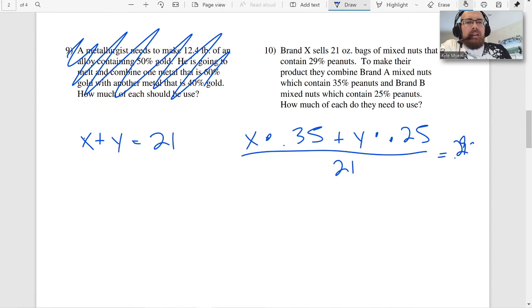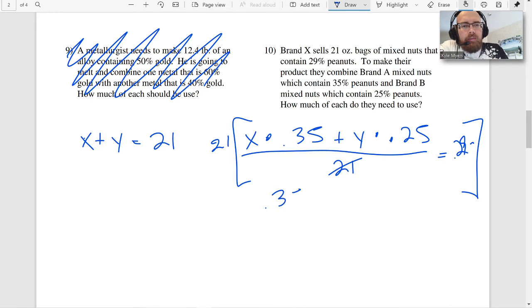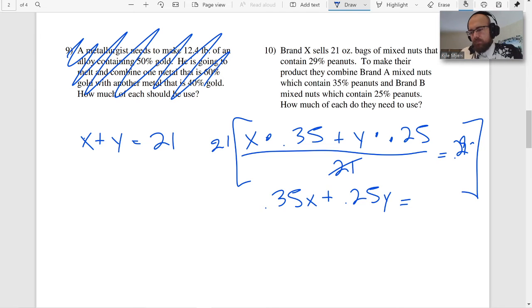Let's clean up the crazy equation like we usually do. We can't solve it all the way, but we can clean it up a little bit, right? So that's going to cancel. Get 0.35x plus 0.25y equals 21 times 0.29.